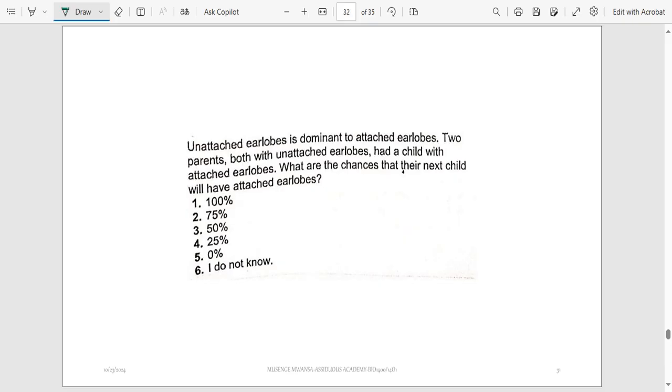Attached earlobes is recessive to unattached. So remember, unattached is dominant. Let's try to use capital R for dominant, and then the attached is recessive.